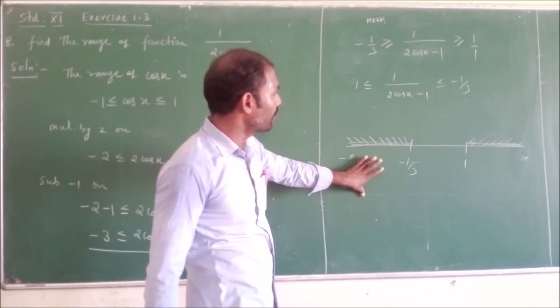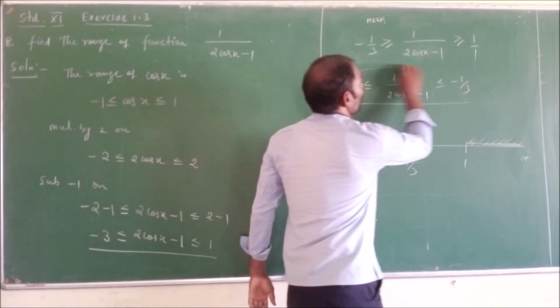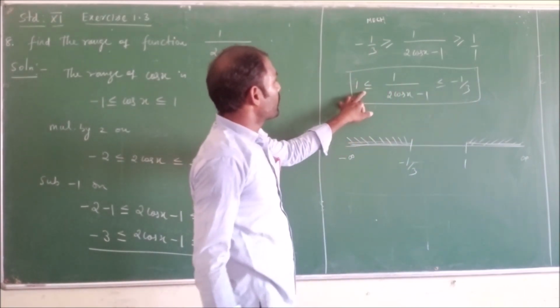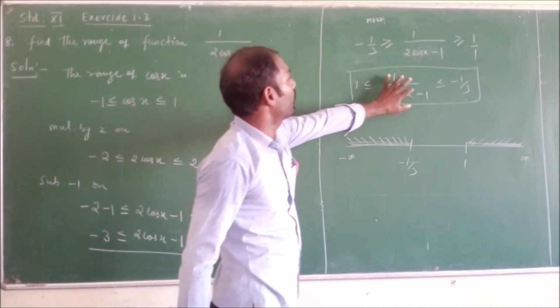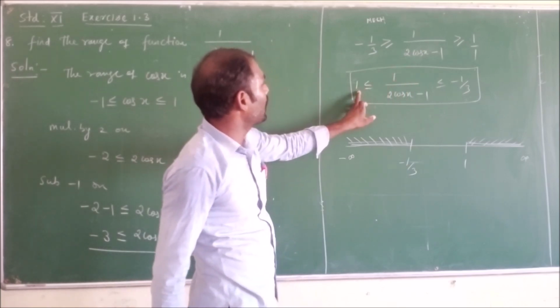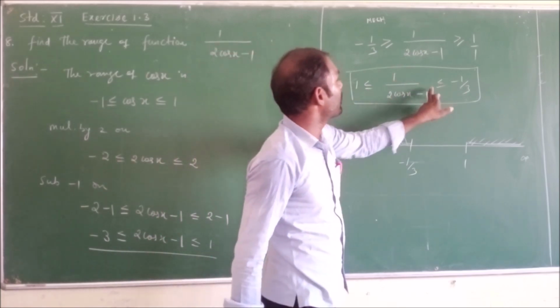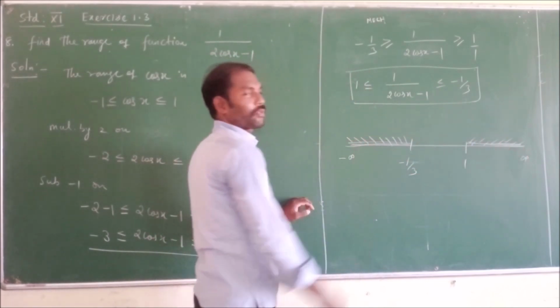It is clear that this is the inequality: 1/(2 cos x - 1) is f of x. It takes values greater than or equal to 1 and less than or equal to -1/3.